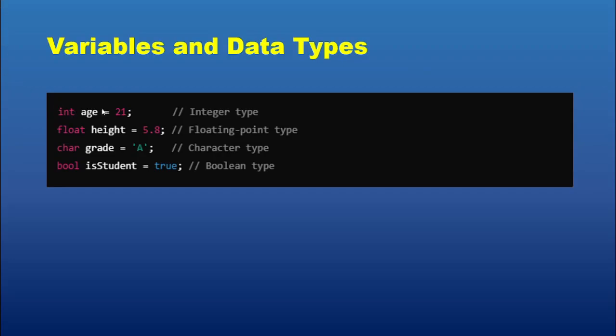Examples. int age = 21; is an integer type. float height = 5.8; is a floating point type. char grade = 'A'; is a character type. bool isStudent = true; is a Boolean type.